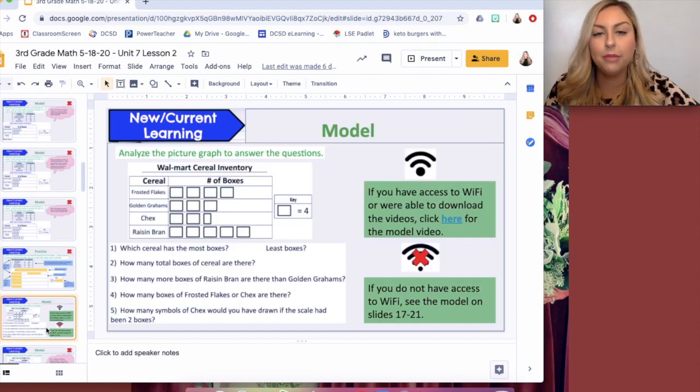All right, so back to modeling. We're going to analyze the data of the picture graph. It says analyze the picture graph to answer the questions. There's a video here for you to click if you need help.